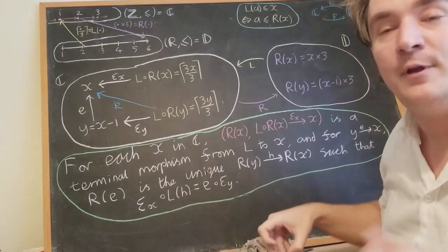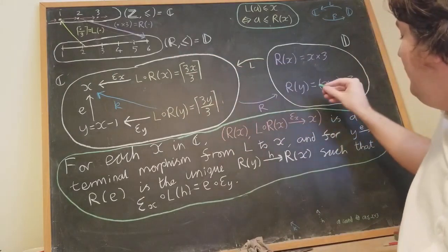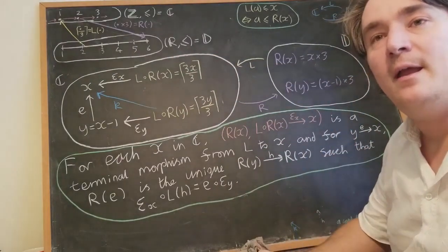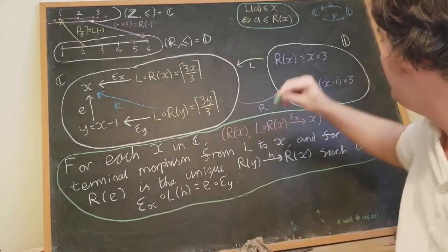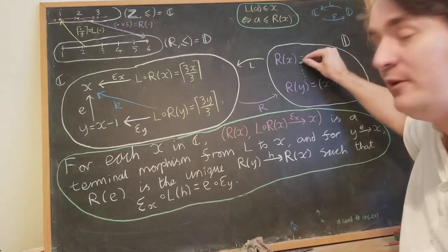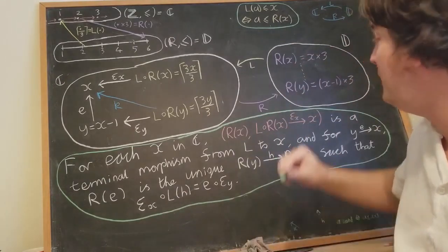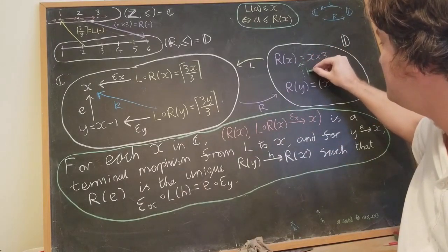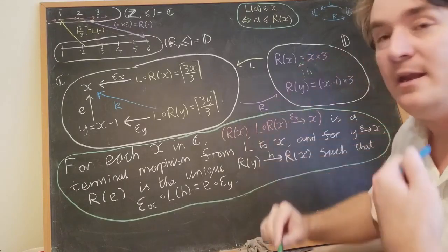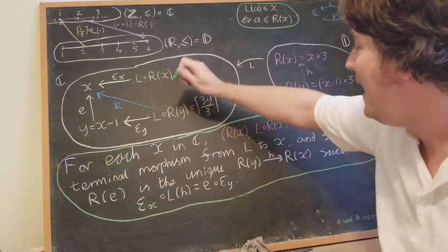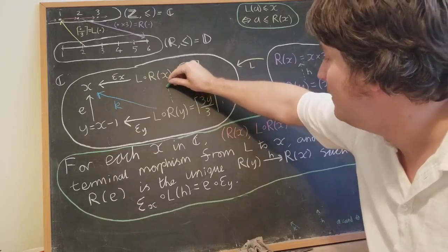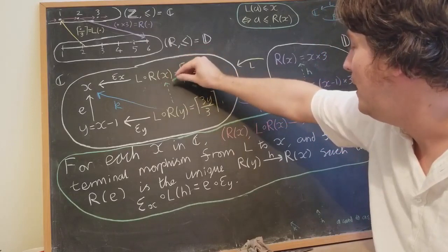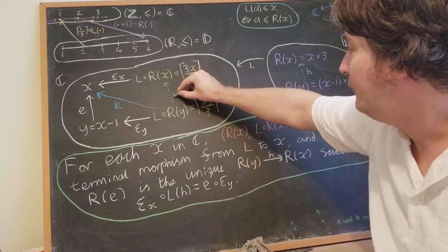Well, that's good because we do have this, because it is true that X minus 1 times 3 is less than X times 3. So we do have an arrow here, and it's a unique one because we're dealing with a preorder. So this is our intermediary arrow H. And indeed, if we lift it under L, we get this arrow here, which we could call L of H.